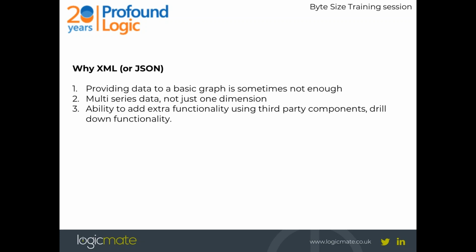When we build up the information using XML, or in fact you could use JSON, which is very similar, just different notation, and the basic functions are sometimes not enough, we can feed information through the XML or JSON file and take control. In this case, multi-series. We can add extra functionality, include third-party components, and add things like a drill-down facility. So once you've built the graph, you can click on, say, a piece of pie from the pie chart and drill down into the next level of information.